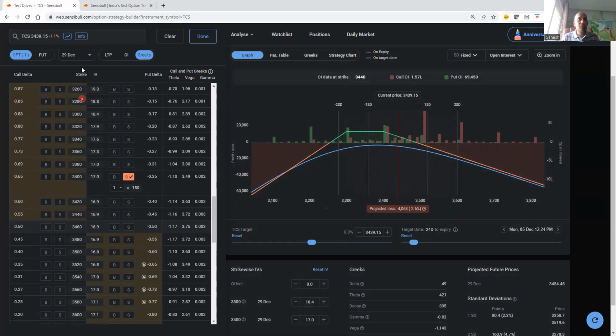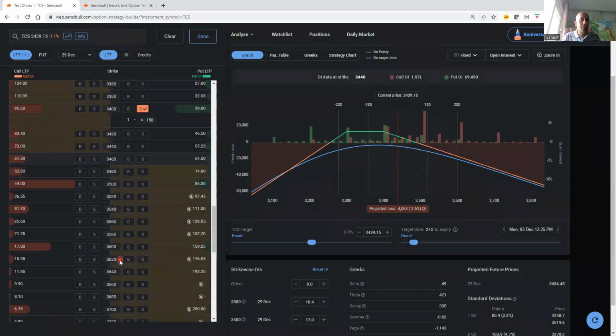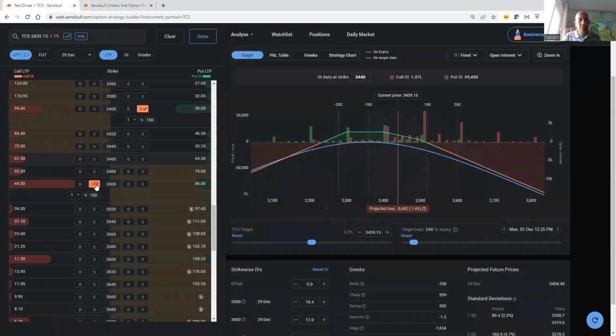Now what other ways can we cover? We will have to think about it, so we'll play a permutation combination with available values. You can think about that. Let us say you think that you would not go beyond 3,500. But what if it goes beyond 3,500? What can you do? Sell 3,500 and let's say buy this one.